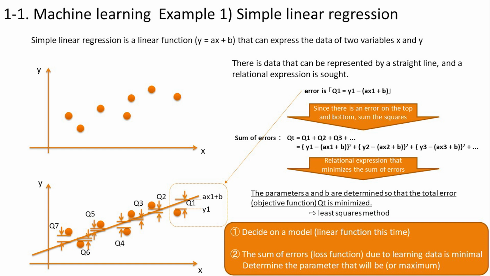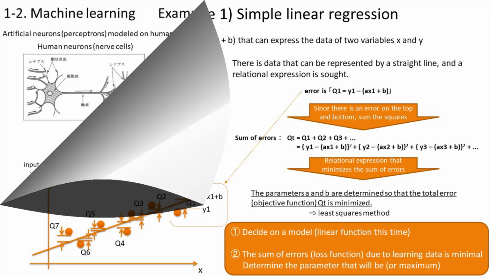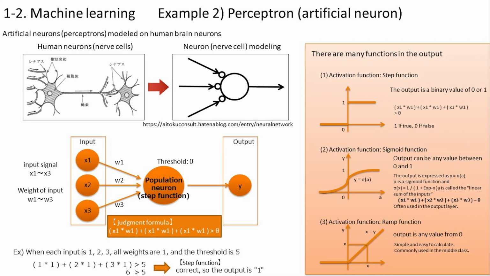In this way, finding a relational expression that minimizes the sum of errors is the same way of thinking in deep learning. I think it's important, so I've summarized it in the lower right frame. Many AIs decide on a model first. Next, the parameters are determined so that the total error due to the learning data is minimized. The sum of the errors is called the loss function, so keep that term in mind as we will use it later.